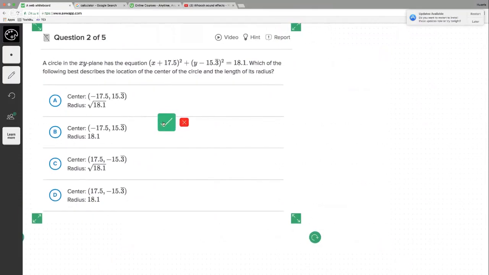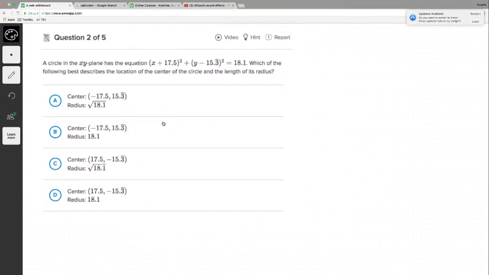Question number 2. A circle in the xy plane has the equation x plus 17.5 plus y minus 15.3 repeating, both of those squared, equals 18.1. Which of the following best describes the location of the center of the circle and the length of its radius? Now, we could approximate. Okay, actually, no, a calculator would be of no help because I'm just looking at the answers.